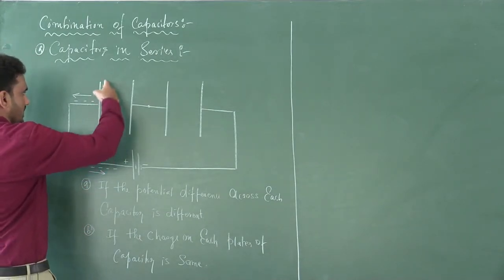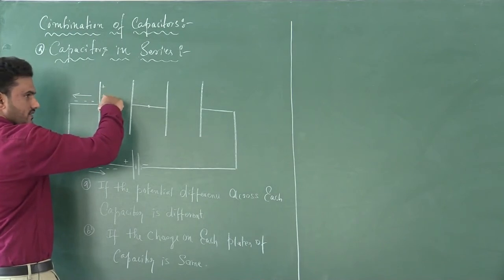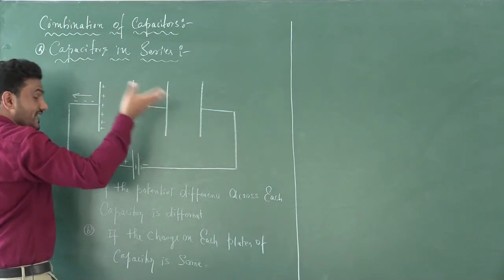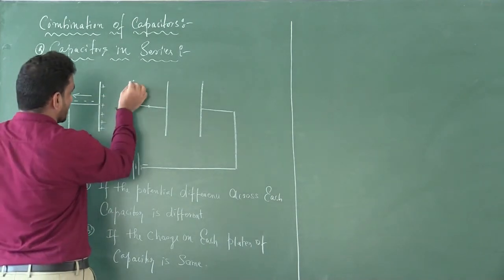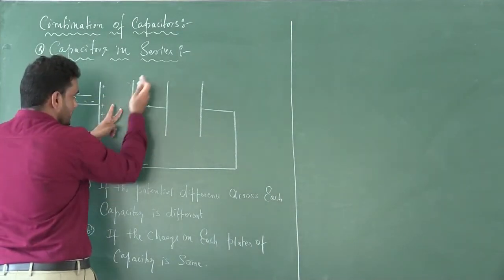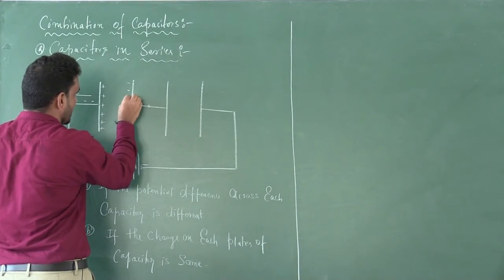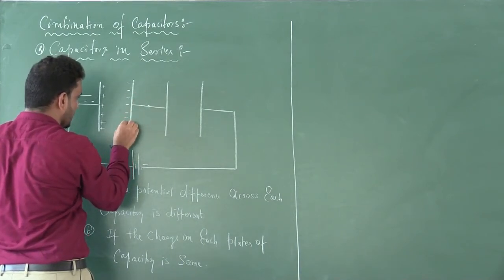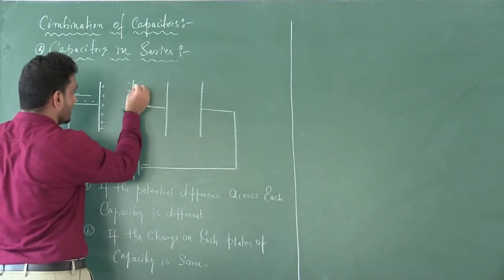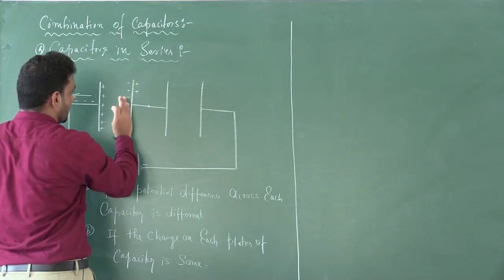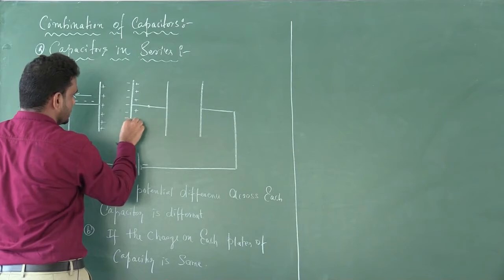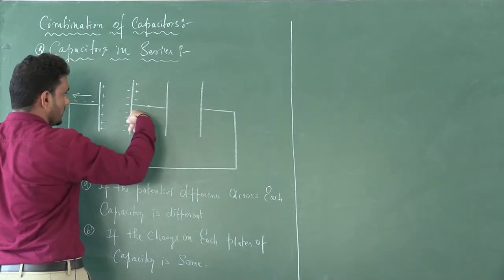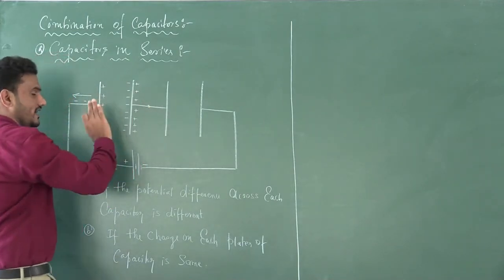Then, due to charging by induction, what will happen? The inner surface of the second plate gets negatively charged. Similarly, the outer surface of the second plate of the first capacitor is charged positively with equal magnitude.